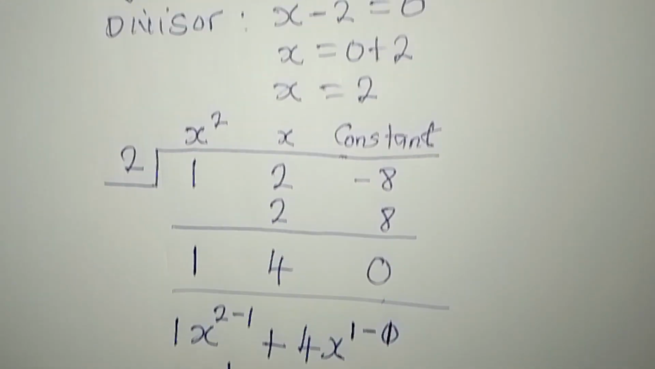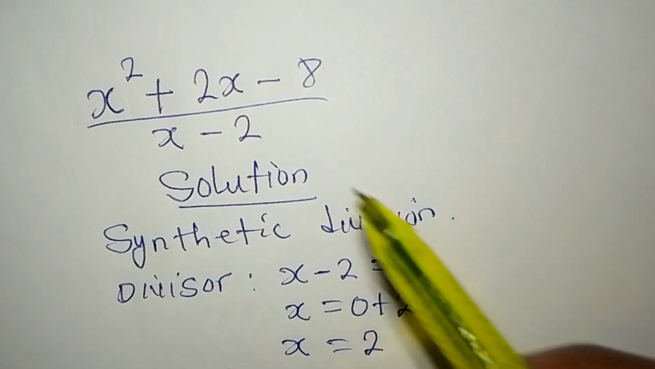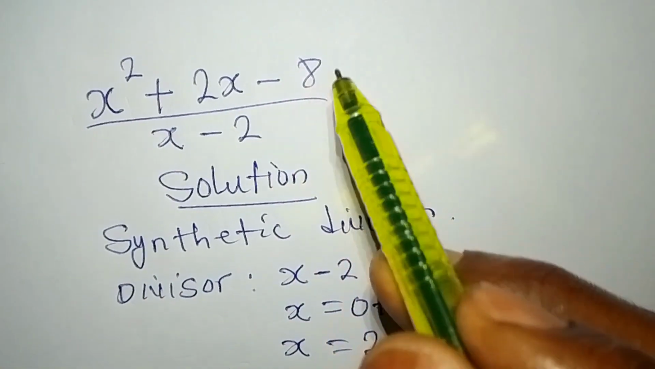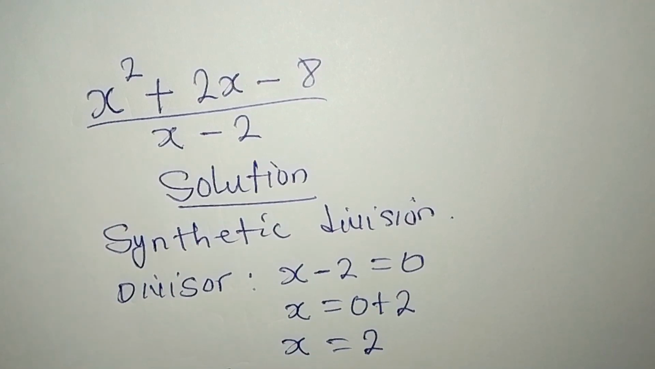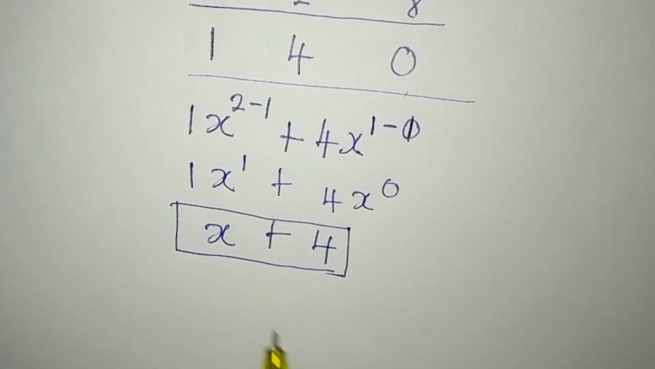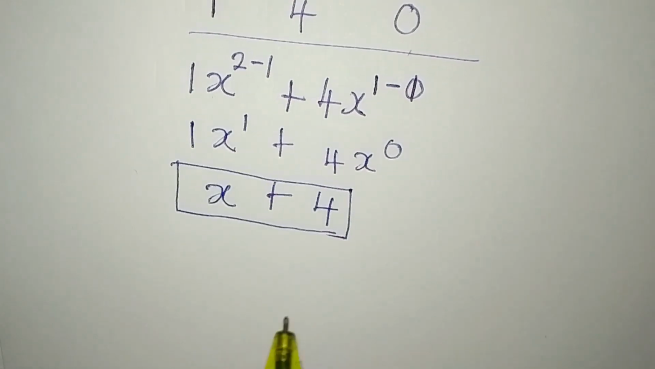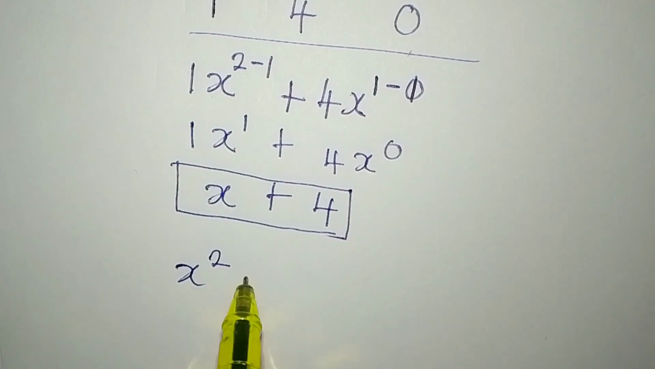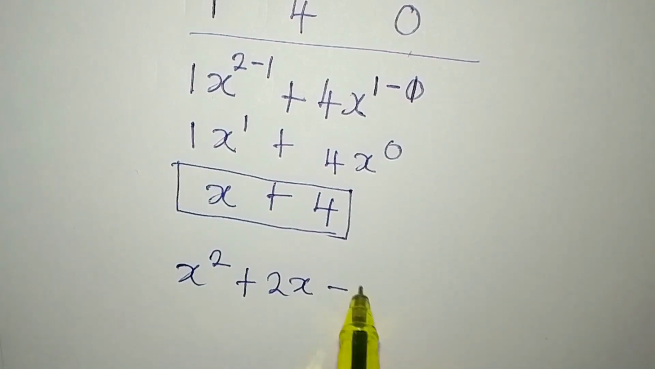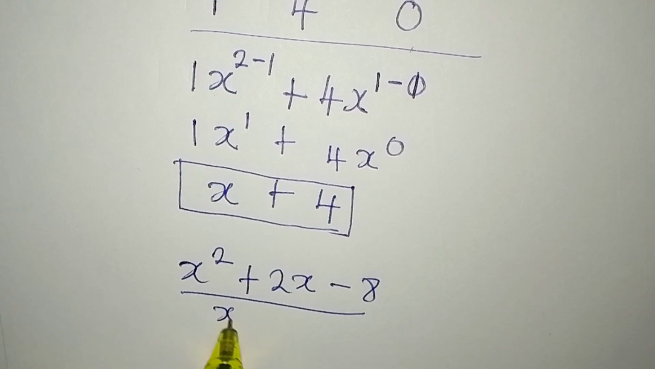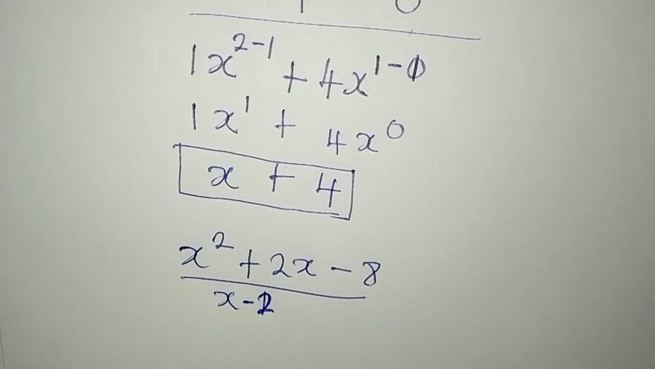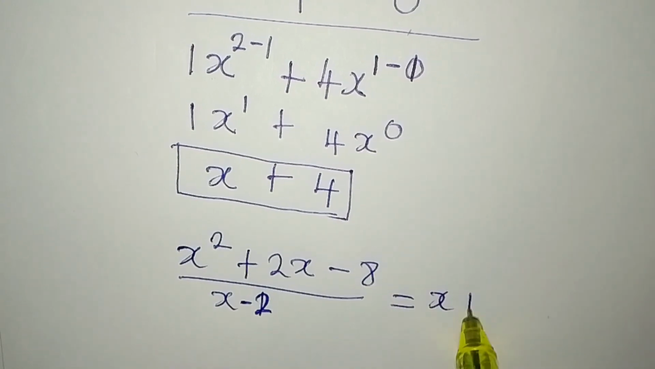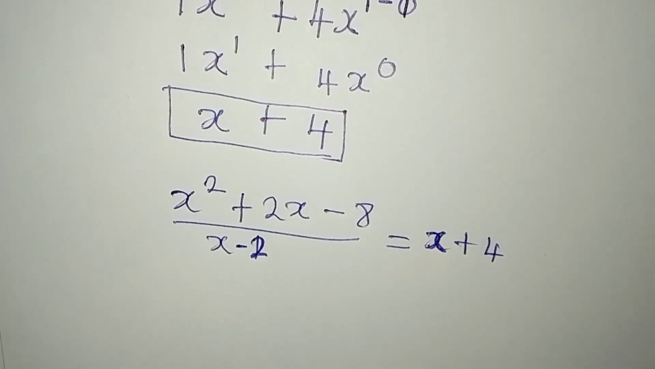Okay, so this is saying that if you divide x squared plus 2x minus 8 by x minus 2, then you will have x plus 4 as your answer. What are we saying? We are equally saying that x squared plus 2x minus 8 divided by x minus 2 is equal to x plus 4. Now, how do we confirm that what we are having here is correct?